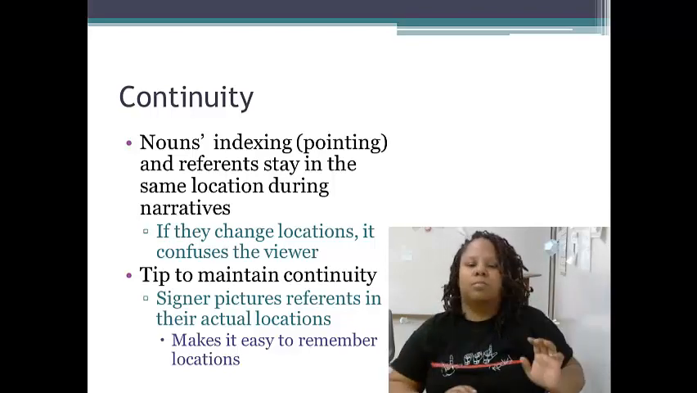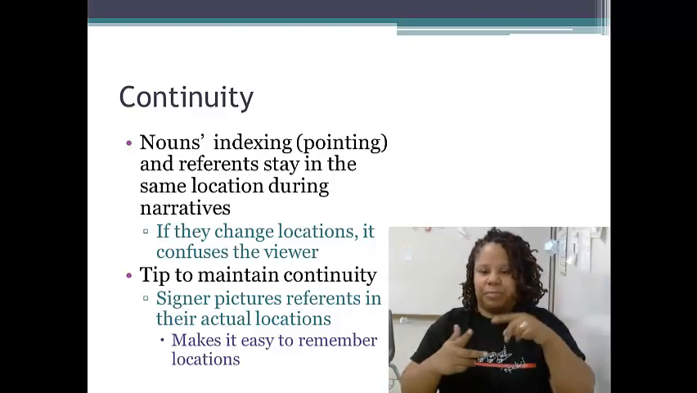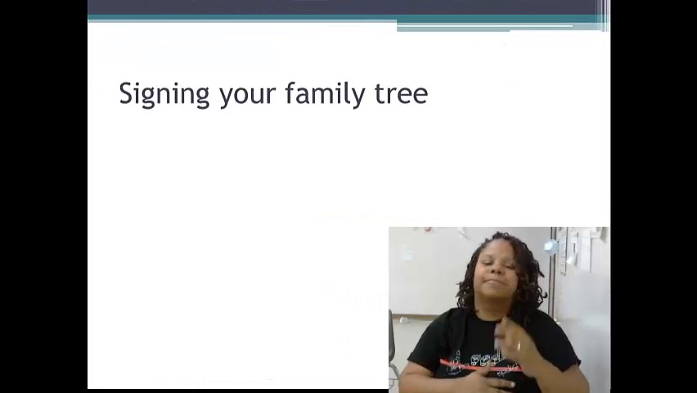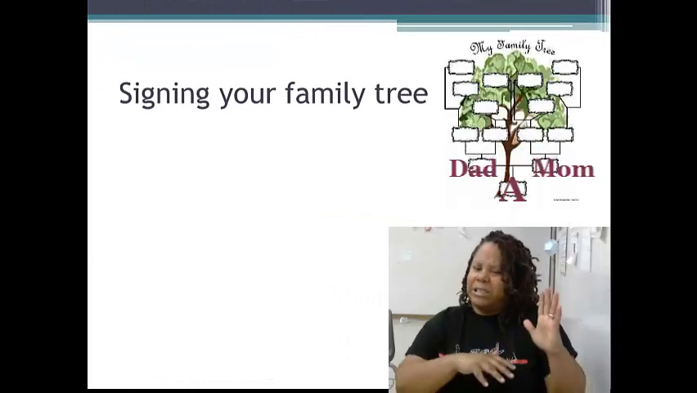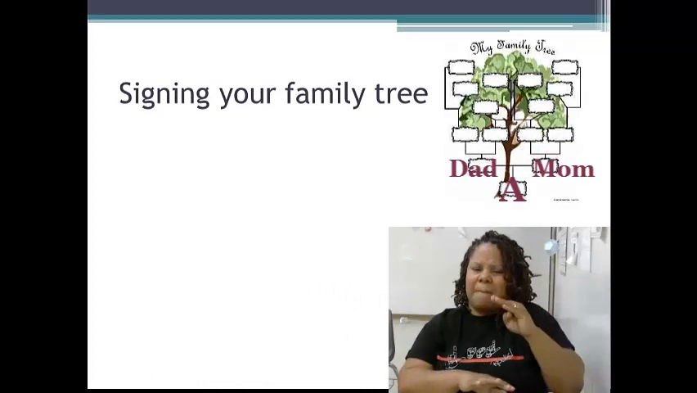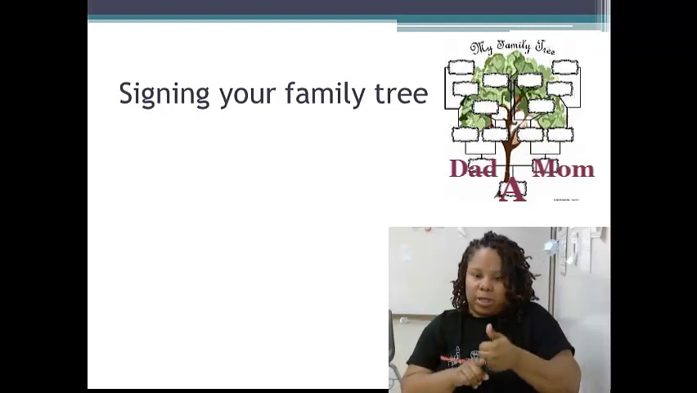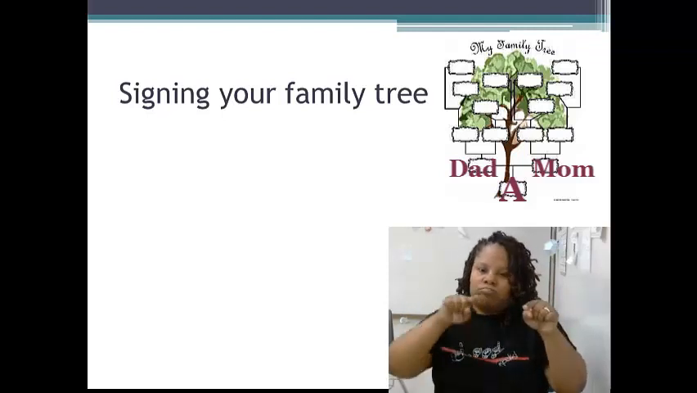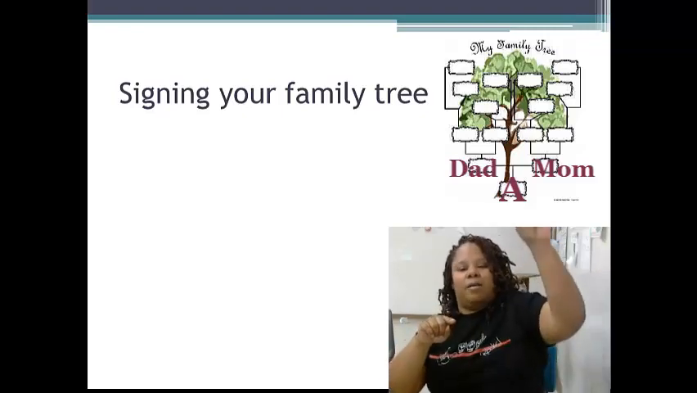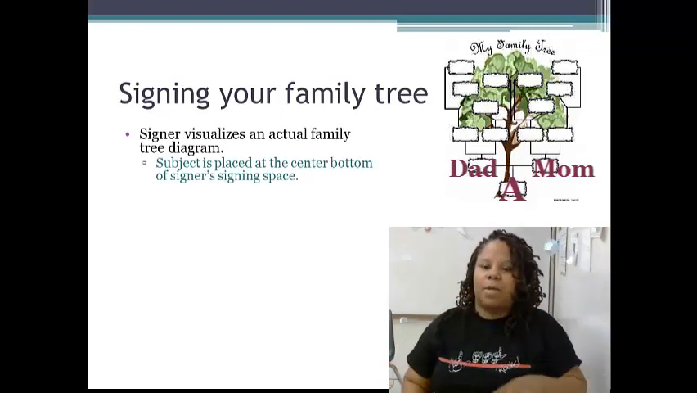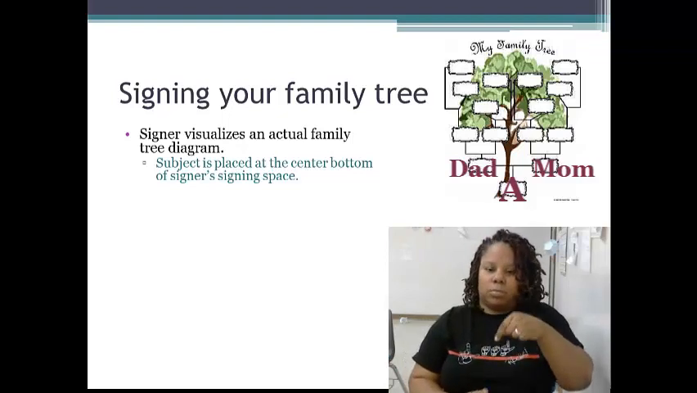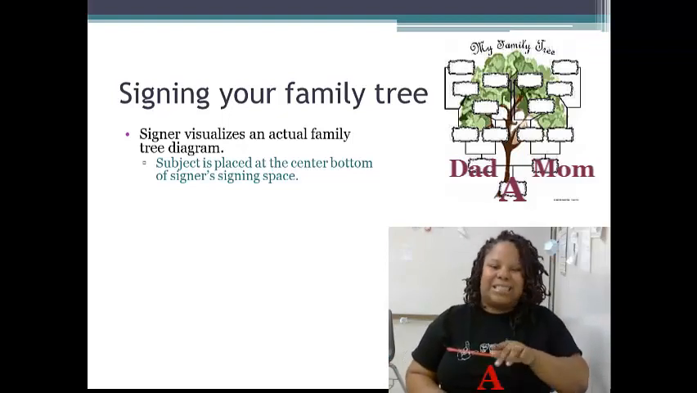Okay, on to family tree. We touched on this a little bit in Mission 3A, but now we're going to expand on it, and we're going to focus on our ancestry, family tree that goes beyond your parents. You have to look at it as though it's a family tree with the person who you're signing about in the center spot at the bottom of your signing space. And then whenever you sign about their parents, you're going to move up.